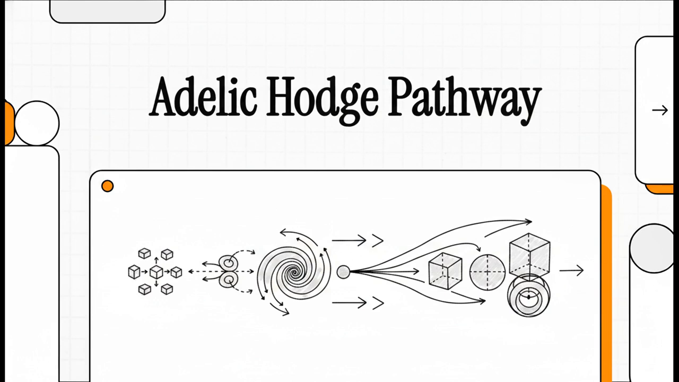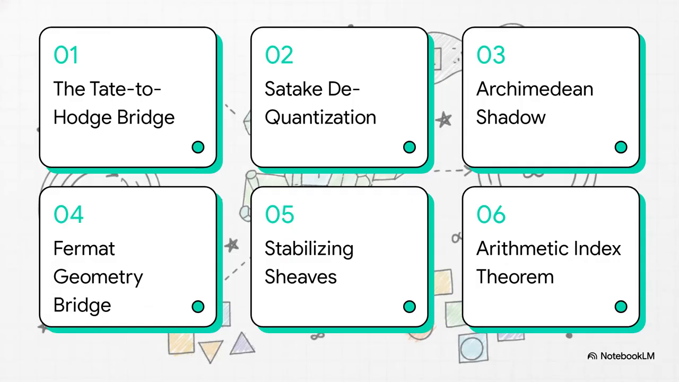We're literally going to watch discrete data packets map directly onto continuous geometry. We're going to treat this proof like an architectural blueprint. So we'll be tracking our data through 6 distinct stages. First, the Tate to Hodge bridge. Second, Satake parameter dequantization. Third, forcing the Archimedean shadow. Fourth, the non-Archimedean Fermat bridge. Fifth, stabilizing cycle-generating sheaves. And finally, the arithmetic index theorem.